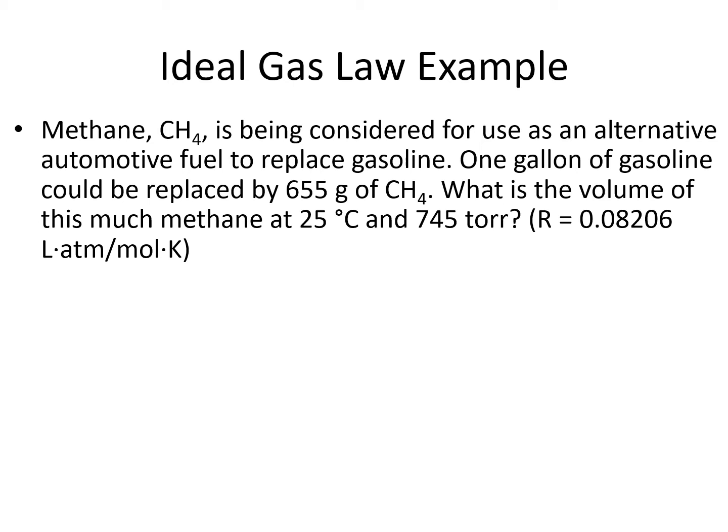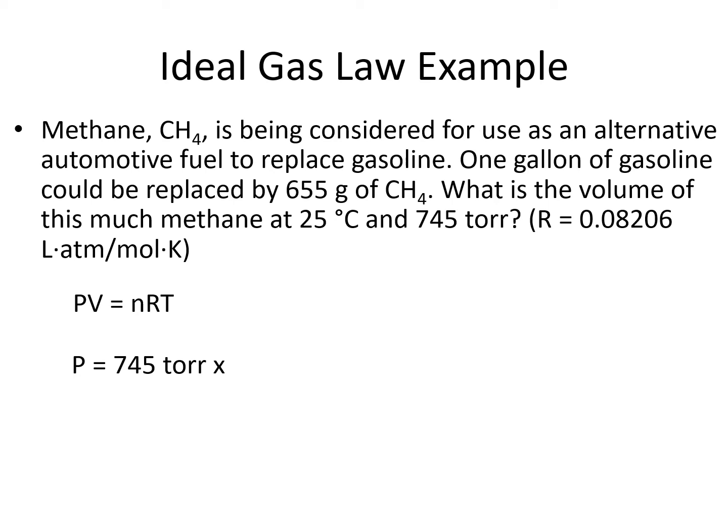We're using our ideal gas law, PV equals nRT. But before we can do it, we need to get things into units that we're able to use. Pressure is given to us in torr, but the value for R given to us on this slide is the one with atmospheres. So we need to get pressure from torr into atmospheres.